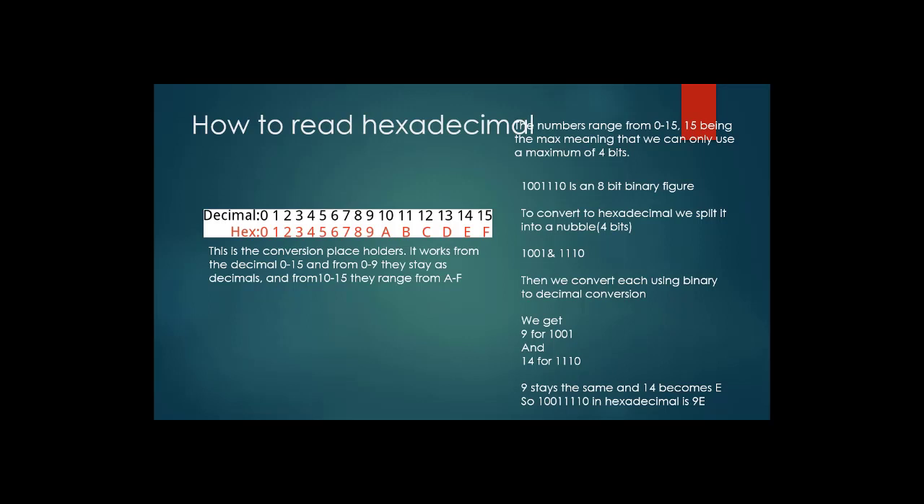So if we have a number such as this one right here, to convert it, first we split it into 4-bit nibbles. So we cut it in half and get our 2 parts. Then we convert each using binary. Because it's only 4 bits, we have 8, 4, 2, and 1. So the first is 9, because 8 plus 1. And for the second, you have 8 plus 4 plus 2, which is 14. 9 stays the same because it corresponds to the 9. But because 14 is over 10, it becomes an E. So to read it, it's 9E.